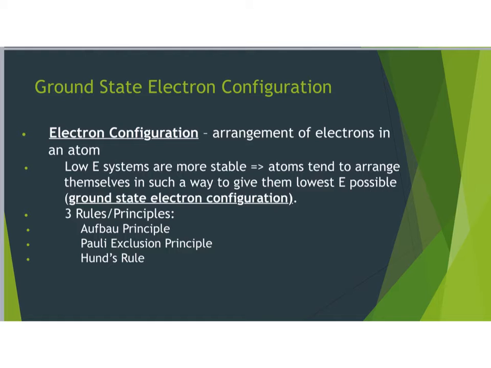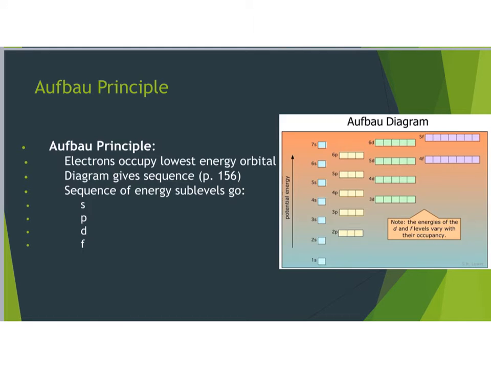So when we discuss ground state electron configuration, there are three principles or rules that we look at. We have the Aufbau Principle, Pauli's Exclusion Principle, and Hund's Rule. We're going to cover all three of those today. The first principle we're going to look at is the Aufbau Principle.